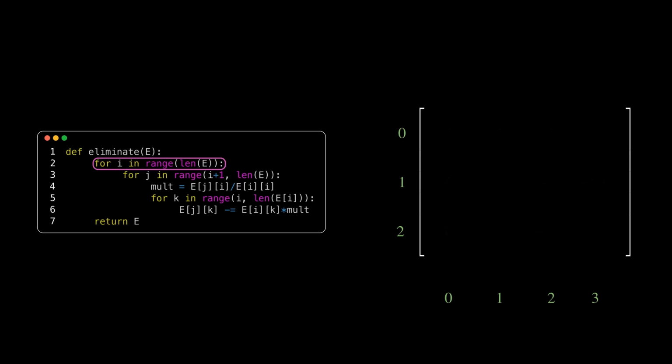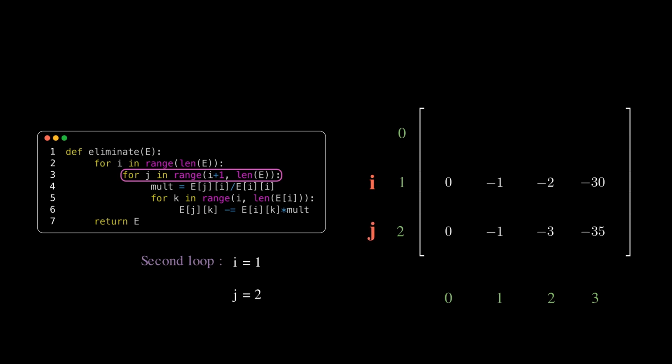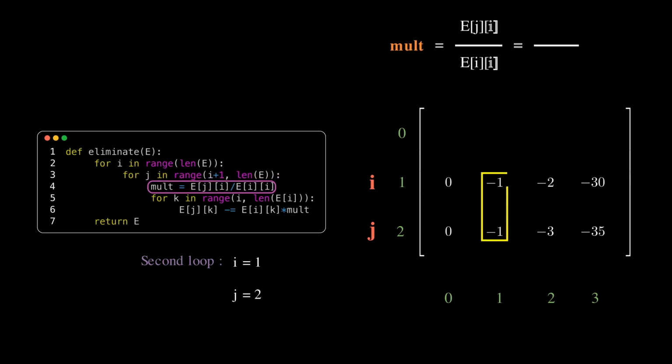In the second loop, the value of I will be equal to 1, which refers to the first row of the matrix. The value of j will be equal to 2, as the for loop ranges from I plus 1, which is 2, to len e, which is 3. So the j loop will run only once. Here, j equal to 2 refers to the third row of the matrix. Now we will calculate the multiplier constant. So eji, which is e21 equal to minus 1, and eii, which is e11 equal to minus 1, on dividing, the multiplier constant equal to 1.